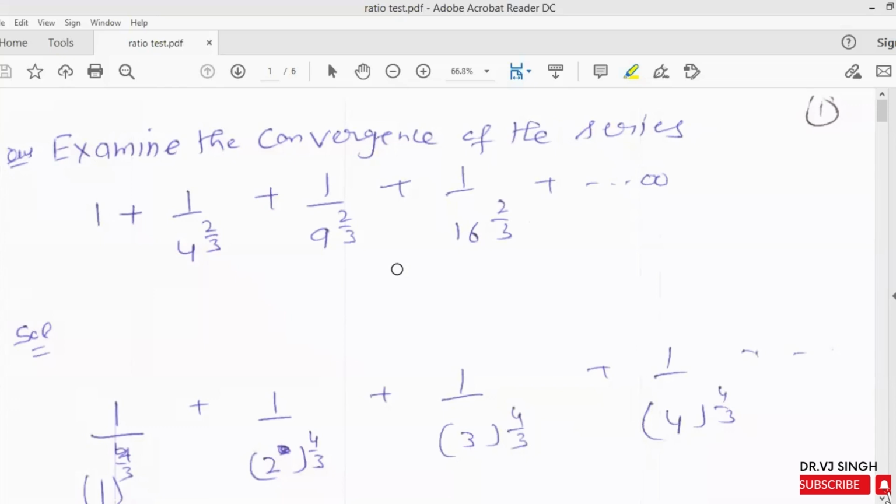So this is a question. Anyone? What is the nth term? Sir, 1 upon n square. 1 upon n raised to power 4 by 3. I have given a little hint, okay? He also gives some hint on how to find the nth term.